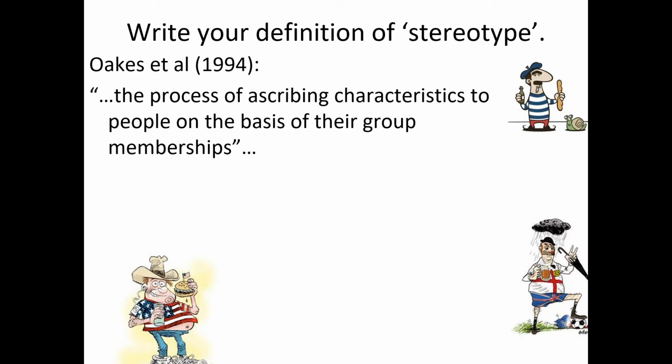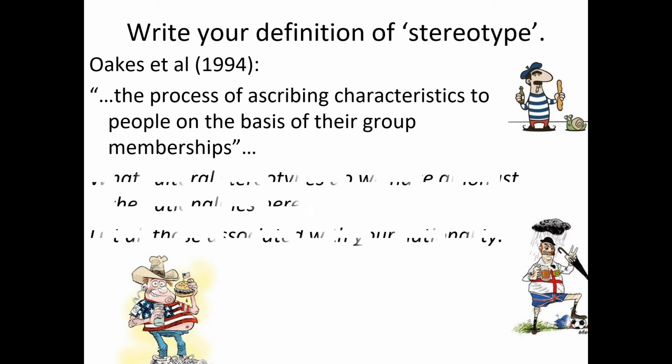Okay, so here is a textbooky type of definition. The process of ascribing characteristics to people on the basis of their group memberships. So it's very much a case of not really seeing the individual, just categorizing them according to the group to which they belong. It could be based on their culture, their gender, or their profession. There are a whole host of categories that you might use to stereotype somebody.